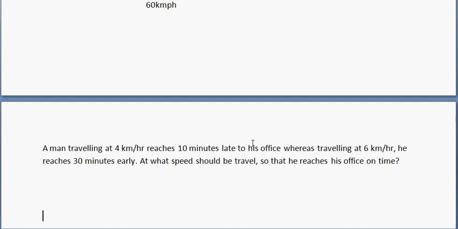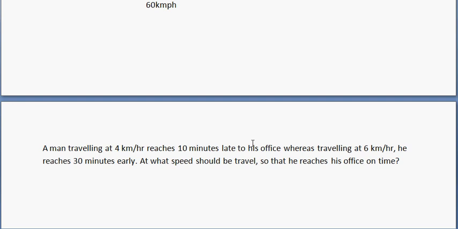Now let's go to the last question of this session. Obviously we would be doing many more questions on speed, distance and time concept in coming few sessions. So it says a man traveling at 4 km per hour reaches office 10 minutes late, and if he travels at 6 km per hour he reaches office 30 minutes early, right? At what speed should he travel so that he reaches office on time, right?